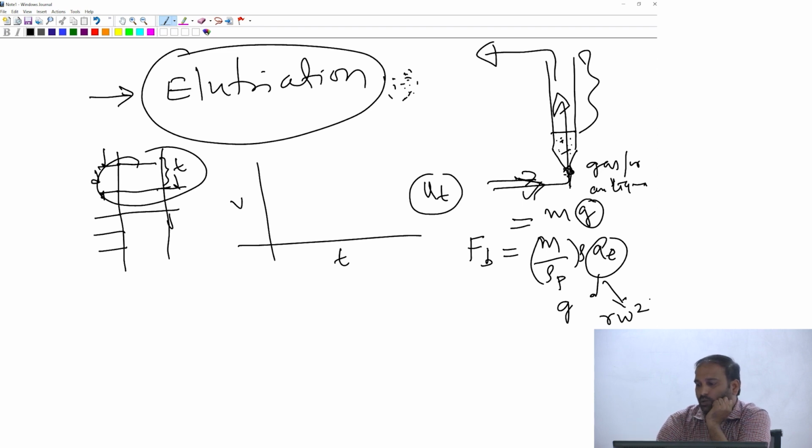Yeah, correct, right? So now, no, I mean, it's the same thing, right? This is your mass that is displaced, right? M by rho p times rho, that is the mass of the fluid that is displaced by the particle, times your acceleration. Because m by rho p is the volume, times g is your mass, times the acceleration, right?